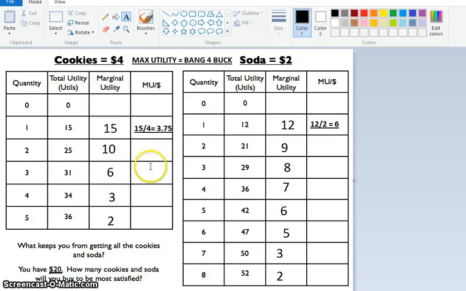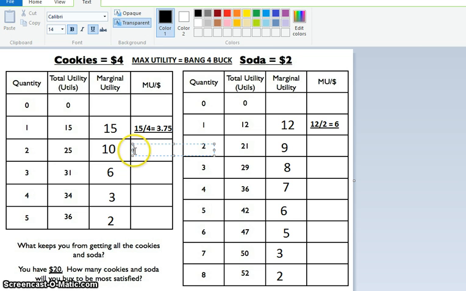Alright, so you should be filling in these marginal utilities per dollar right now. That's what you need to be doing. So again, 15 divided by 4. If you're a little hesitant here, I'll do the first one with you.